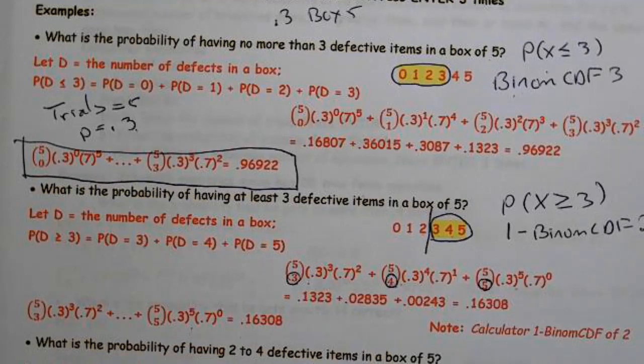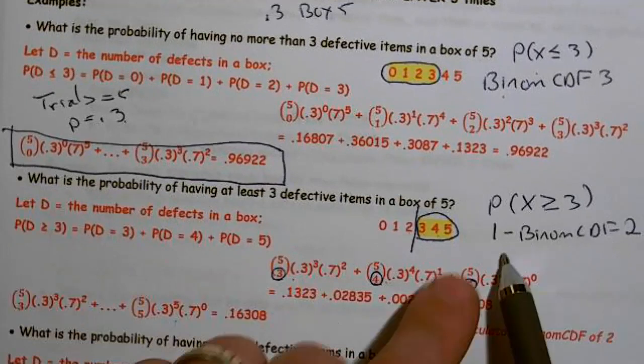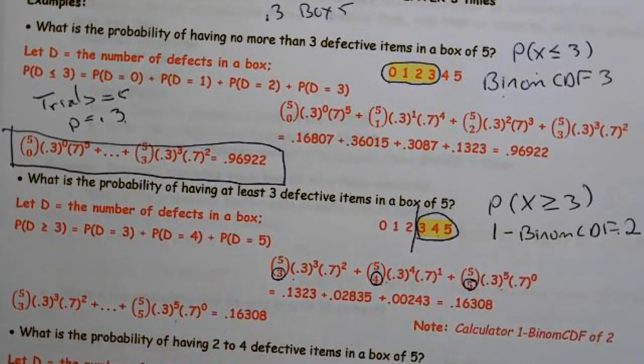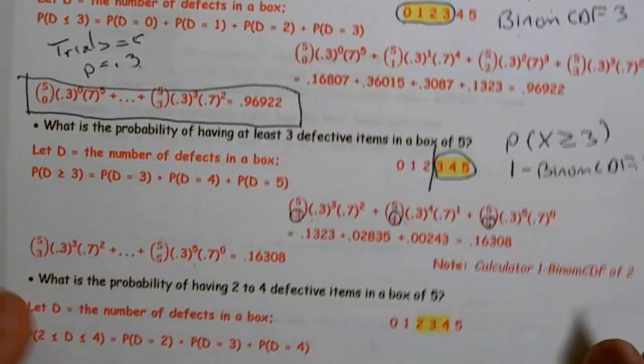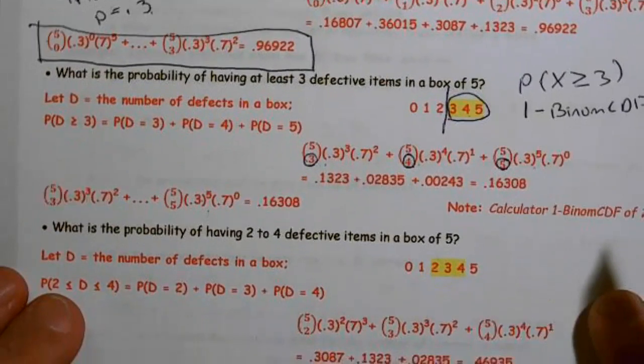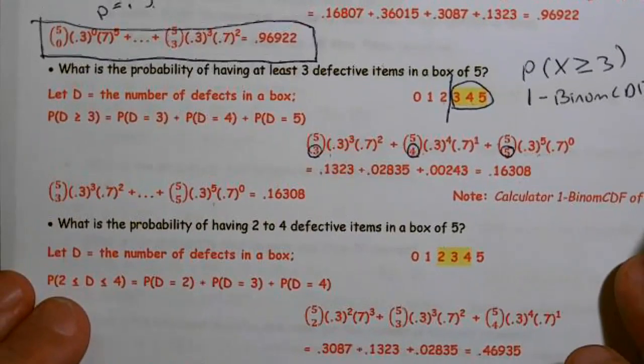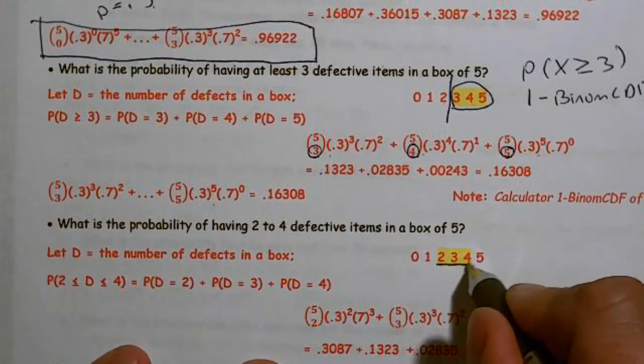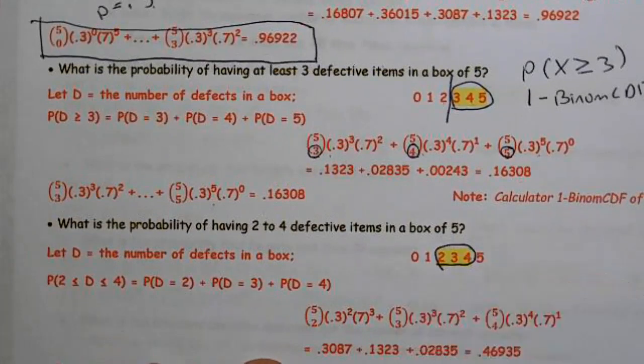All right. So make sure when it's an at least, it's 1 minus the binomial CDF of the highest thing you don't want. So when it's at least, make sure it's the highest thing you don't want. All right. What's the probability of having 2 to 4 defective items? So that means I want these. So technically, it's the PDF of 2 plus the PDF of 3 plus the PDF of 4.